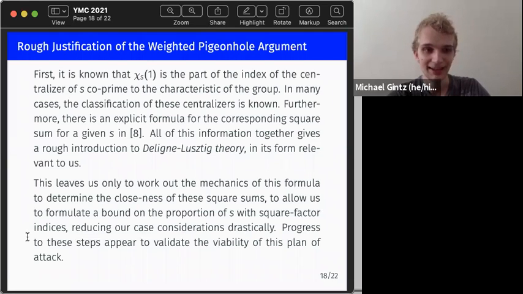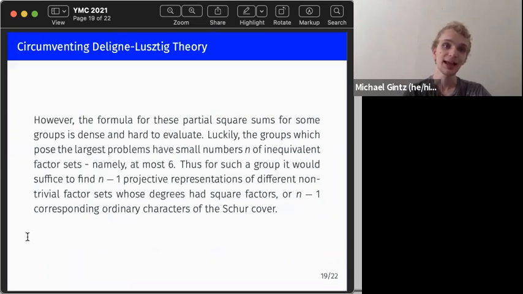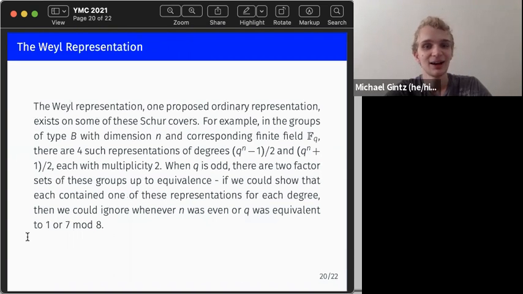And what we've seen from this so far seems like a relatively viable plan, especially in groups with large numbers of factor sets. However, some of these formulas are dense and hard to evaluate, but luckily most of the ones which have small numbers of factor sets are easier. And what this means is if there are n inequivalent factor sets, it actually only suffices to find n-1 projective representations of different non-trivial factor sets whose degrees have square factors, or n-1 corresponding ordinary characters of the Schur cover, of course. And one of these that we have in mind is known as the Weyl representation.